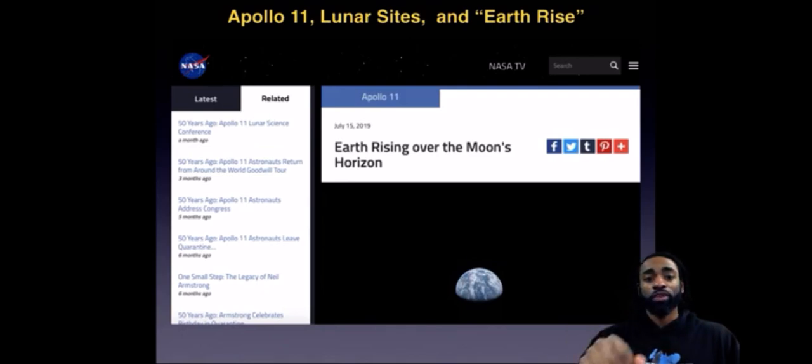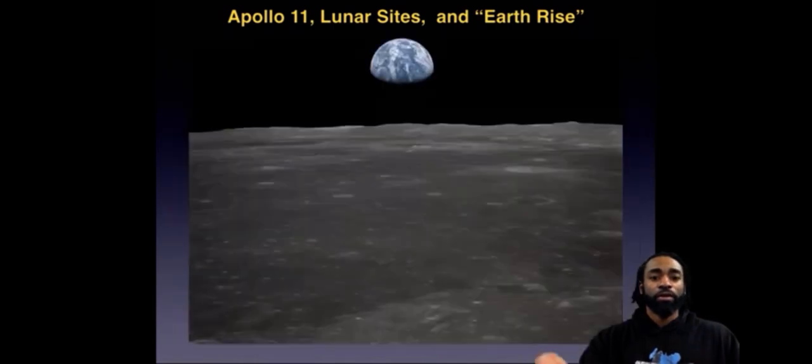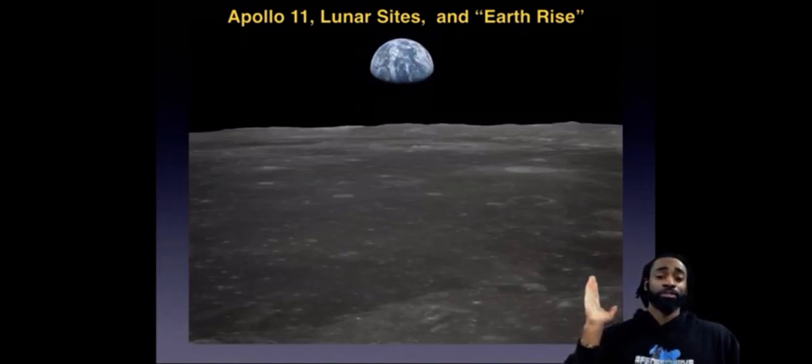All right, now on NASA.gov, I go there, I type in Apollo 11, and we have this picture, Earth rising over the moon's horizon. So I click on images, click on that one, download this straight from NASA.gov. Okay, and this is the Earthrise. This is Apollo 11 Earthrise, a picture taken from the moon of the Earth on the moon's horizon, right?